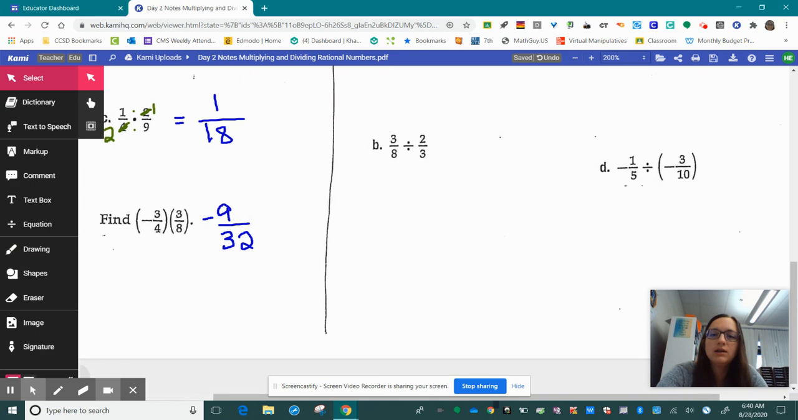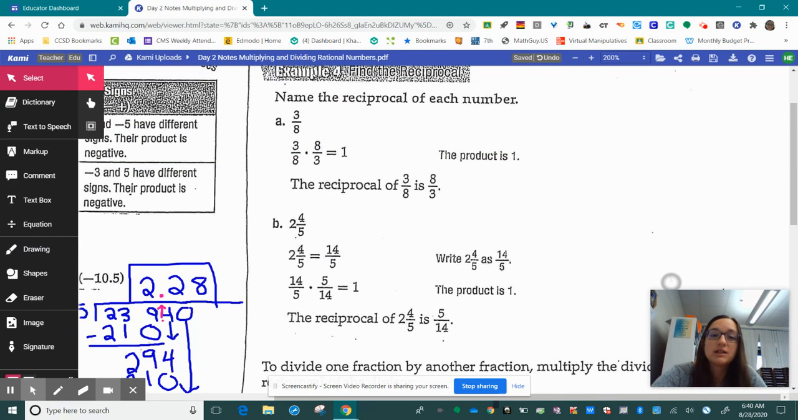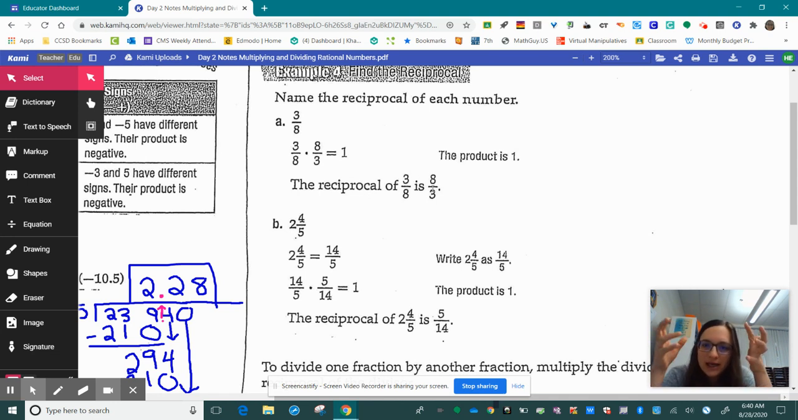Moving right along, dividing fractions. If you can multiply fractions, you can divide fractions. The key is we're going to multiply by the reciprocal. You may have heard this a few different ways: keep, change, flip. Same idea, but I use the vocabulary word, so we're going to multiply by the reciprocal. A reciprocal is a fraction that can be multiplied together to give us 1.